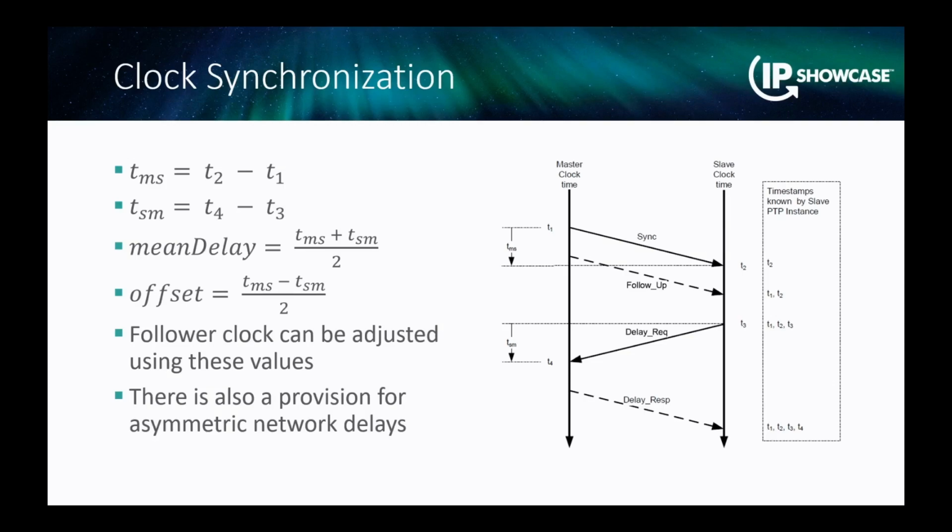I've kind of oversimplified the equations here a little bit. There's a bit more to it because you can have compensation factors for asymmetric delay. But the basic calculation is here. The offset then is the difference between those two divided by 2. And so once the follower side has the offset, the mean delay, it can essentially adjust its clock so that it's tracking the leader at this point. So now we've synchronized our clocks through the exchange of those 4 timestamps.